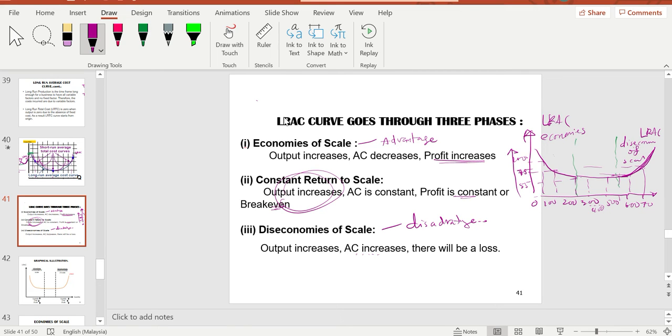So sebab tu sebagai peniaga, put yourself in their shoes. As a seller, we think of ourselves as a seller now. If we want to minimize cost, we must try to find the best way to minimize cost, not at the expense of jeopardizing the quality of our product.